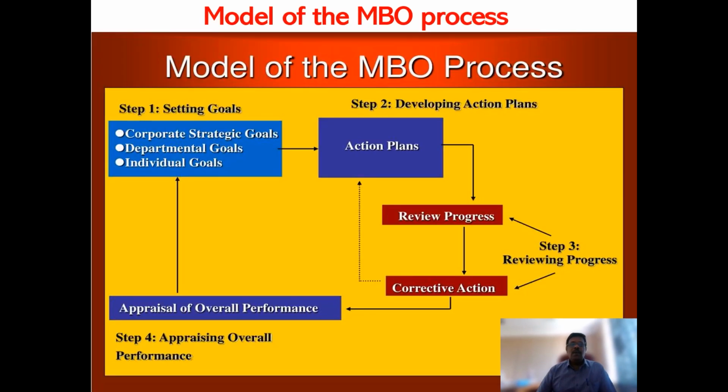This is a model of the management process. There are four major steps to complete the process: one, setting goals; two, developing action plans; three, reviewing progress; four, appraising overall performance. Goals are the most important and fundamental elements of the MBO management process. They are set for all the contributors of the organization. Objectives also help to evaluate the performance of contributors.